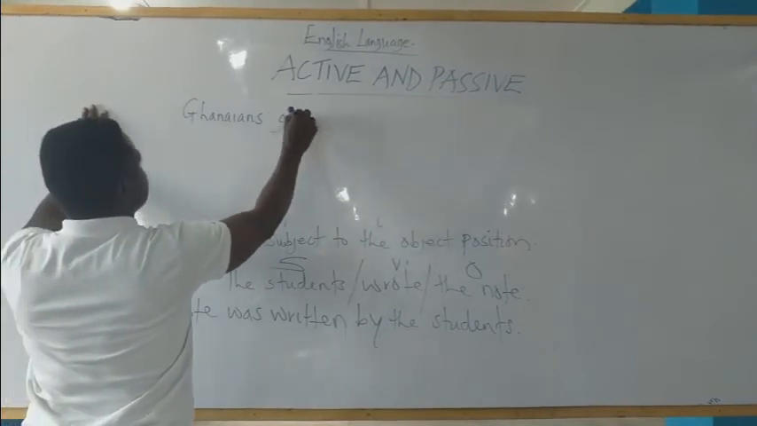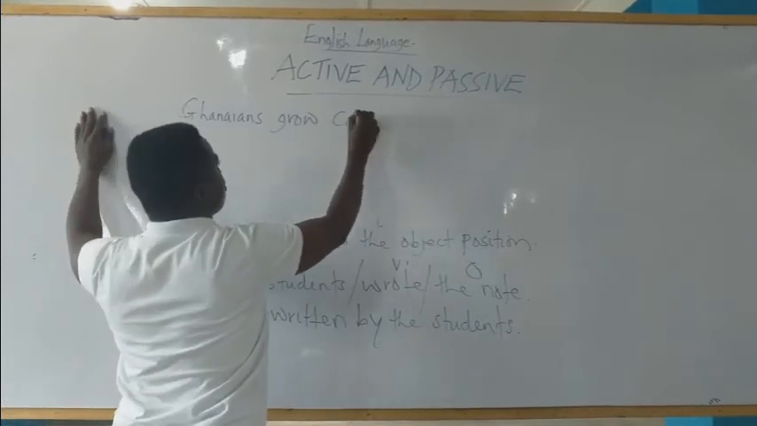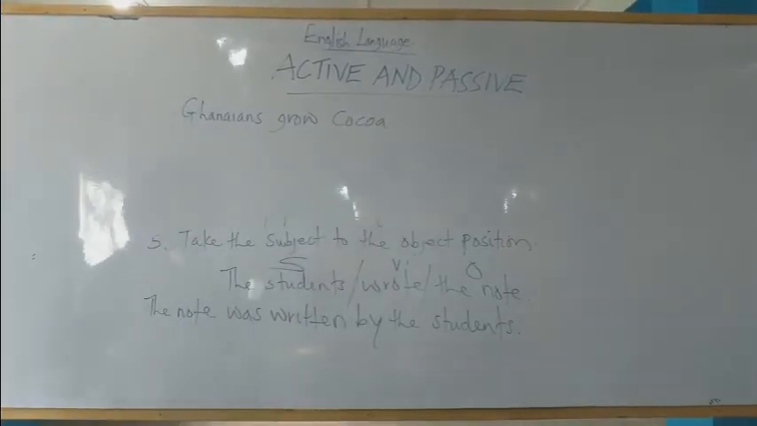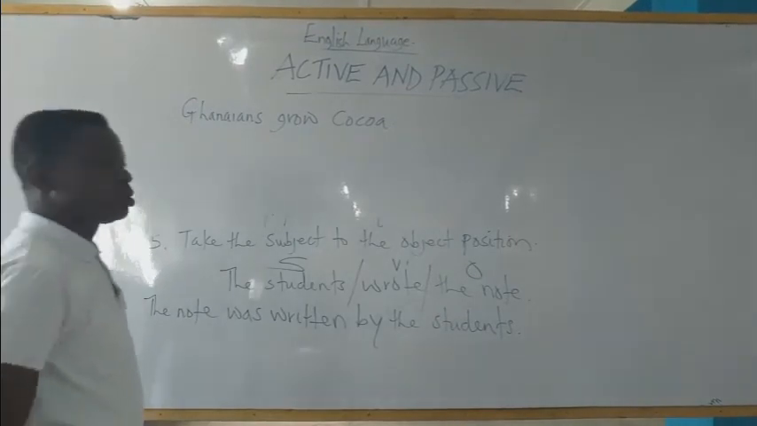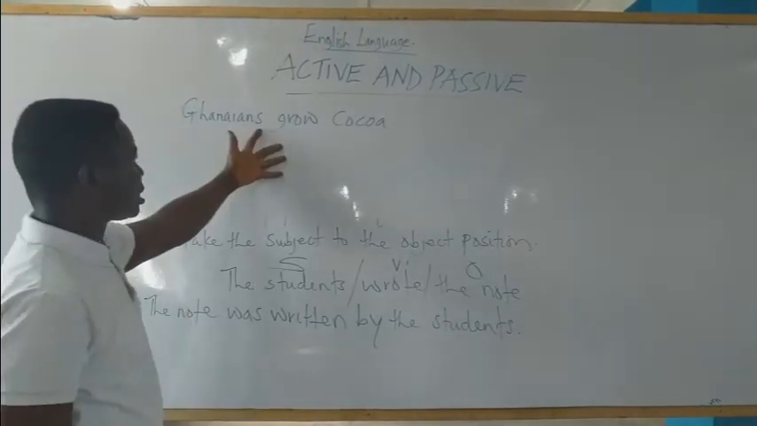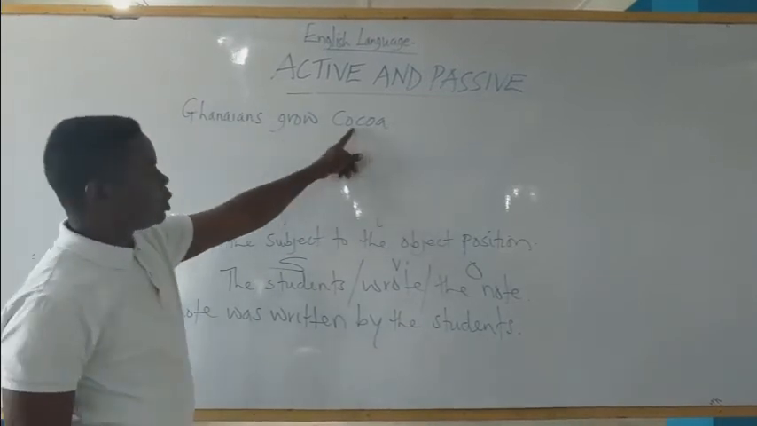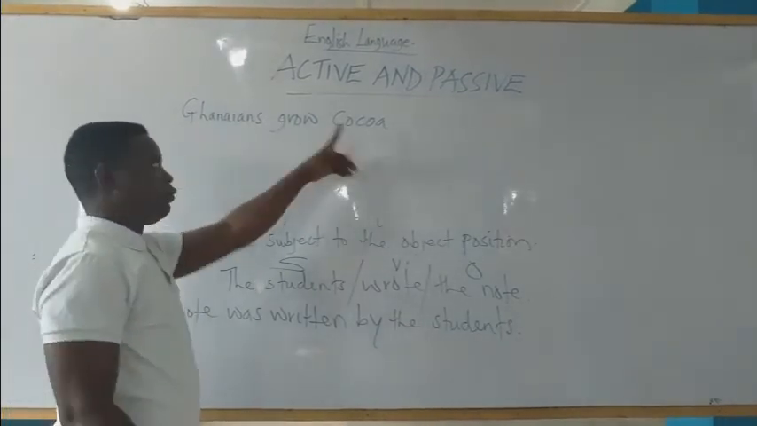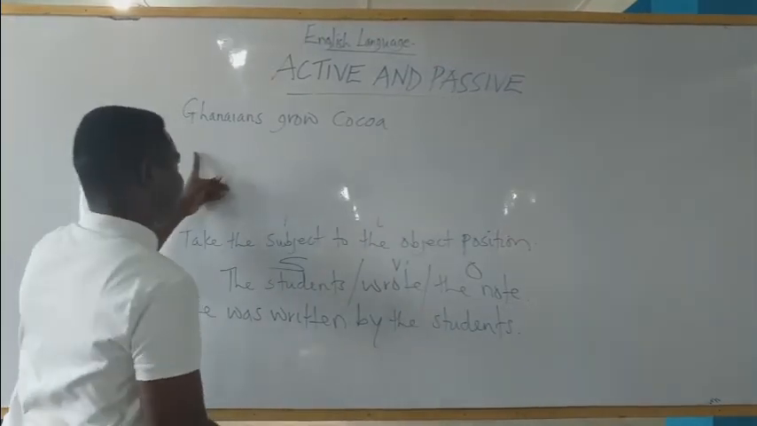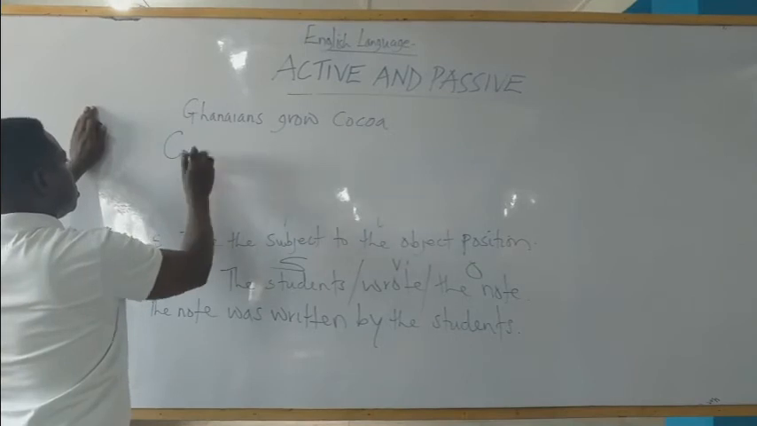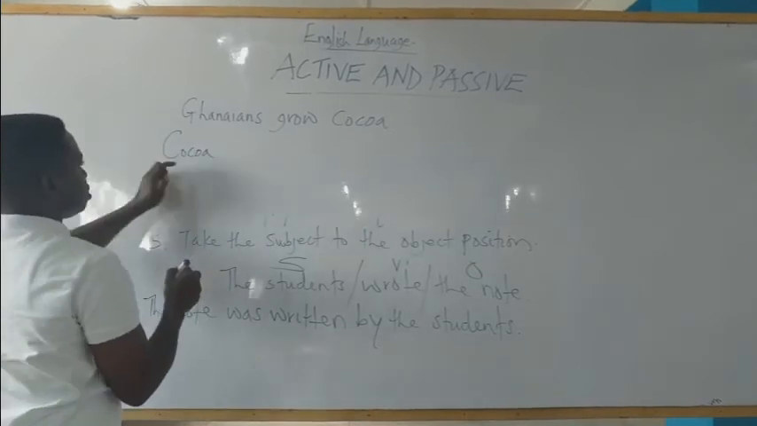Ghanaians grow cocoa. This is active. Why is it active? This is the subject, this is the verb, and this is the object. So the change is now: first thing, the object should be inverted. This is what you want: cocoa. That's the first thing.